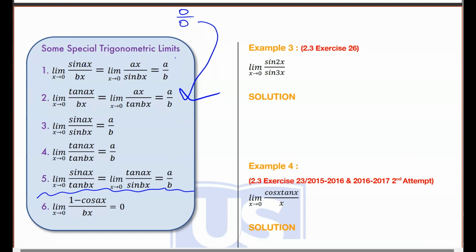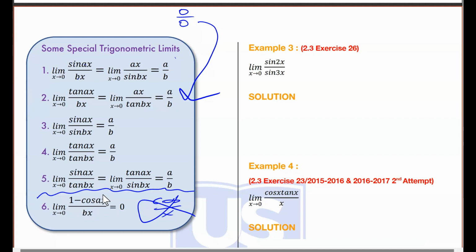The same doesn't go for cosine function. For cosine, we can't say it's cosine ax over bx, so it's a over b. It is different. We don't have cosine over x function. We don't have such rule. The rule is 1 minus cosine ax over bx. 1 minus cosine something x over bx.